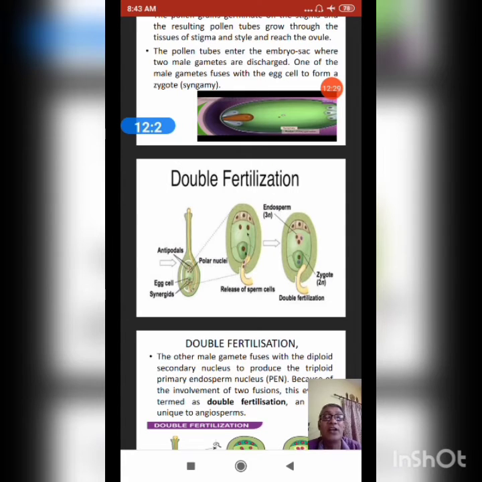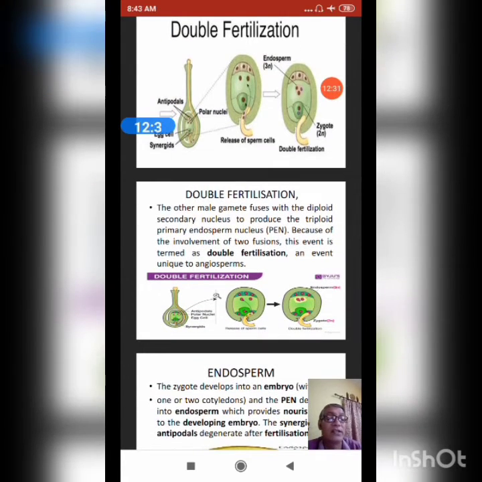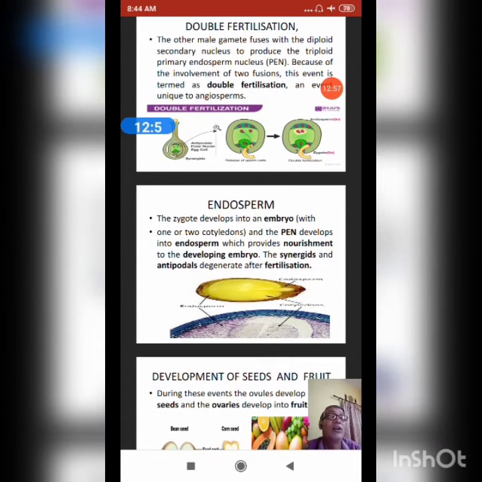You see the picture. What is double fertilization? The first male gamete forms syngamy, and the other male gamete fuses with the diploid secondary nucleus to produce the triploid primary endosperm nucleus, that is called PEN. This is an important terminology because of the involvement of two fusions, termed double fertilization, unique to angiosperms. So how the endosperm formation is going on, let us see.